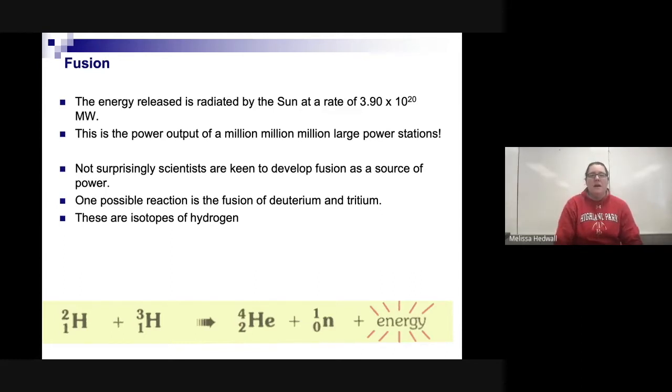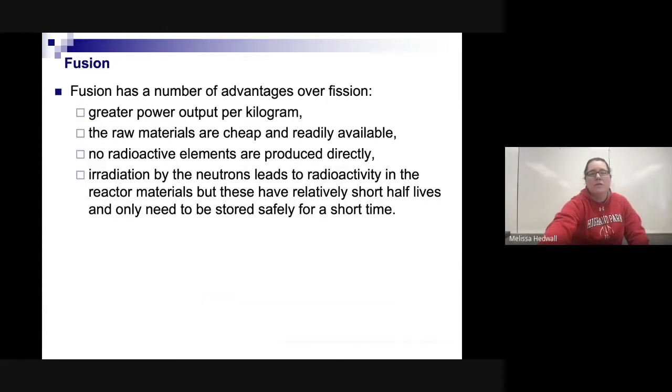And so scientists are always working to do that. They talk about the idea of cold fusion. Cold fusion isn't actually cold. It's just at a temperature that we can contain. And so that's what they're working on.